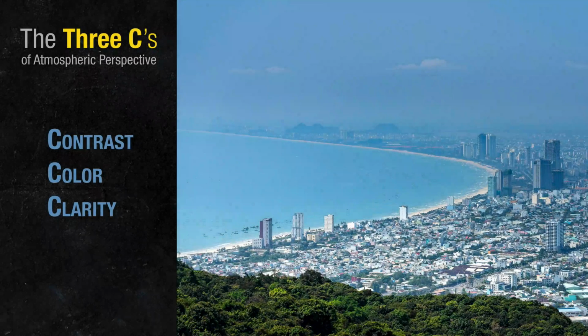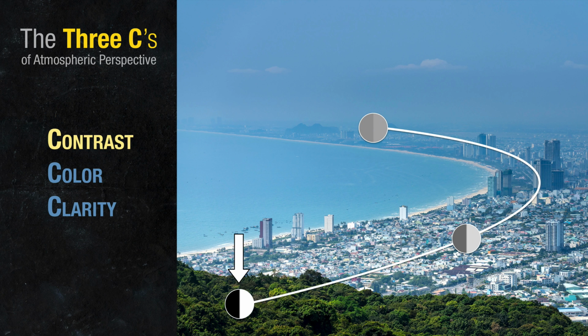To do that, it's helpful to think of the 3 C's of atmospheric perspective: contrast, color, and clarity. First of all, the contrast diminishes with distance. In the foreground, we can see that the shadows are dark and the lights are bright. In the midground, the shadows are getting brighter and the lights are getting a touch darker. In the distant background, the shadows are even brighter and the lights are even darker. All the tonal values are getting very compressed now, and there are no big jumps in value. This is the result of atmospheric perspective.